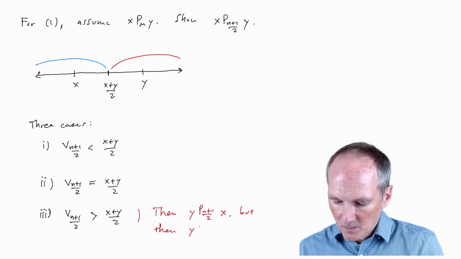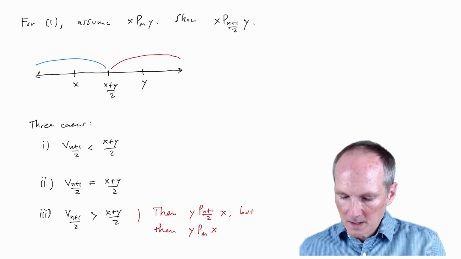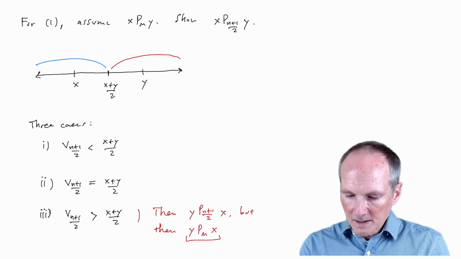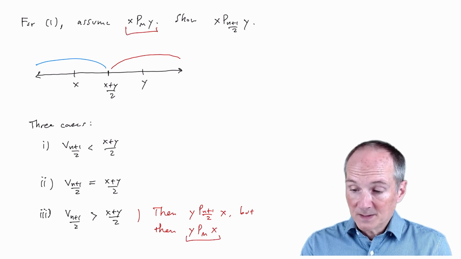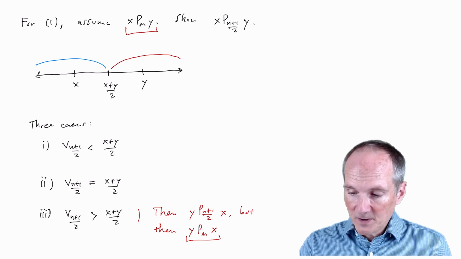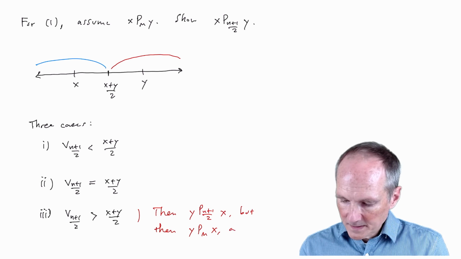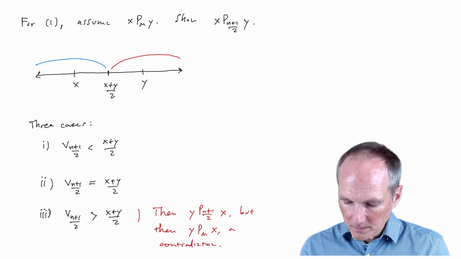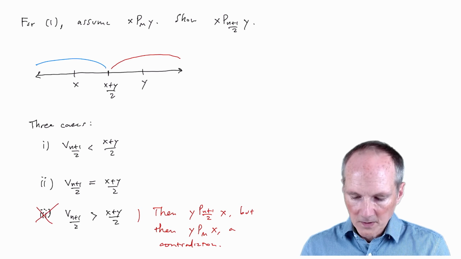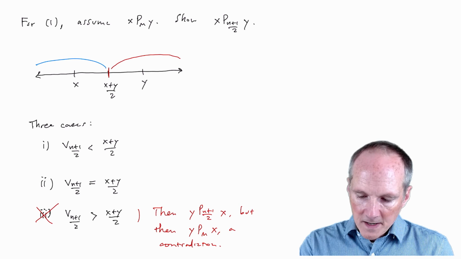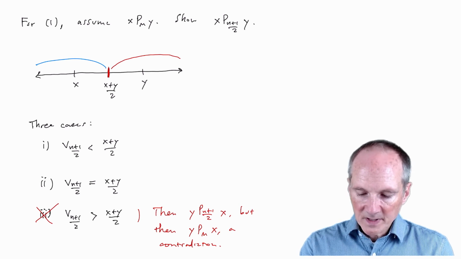So this would mean that y is majority preferred to x, but that is in conflict with this assumption that x beats y. You can't have x beats y and y beats x. So that's a contradiction that rules this possibility out. Okay. So the second case is that the median voter is right at the midpoint.